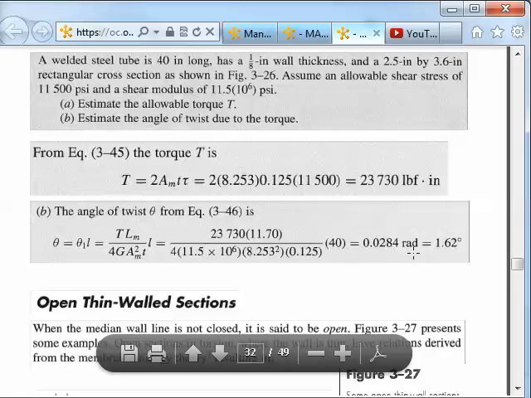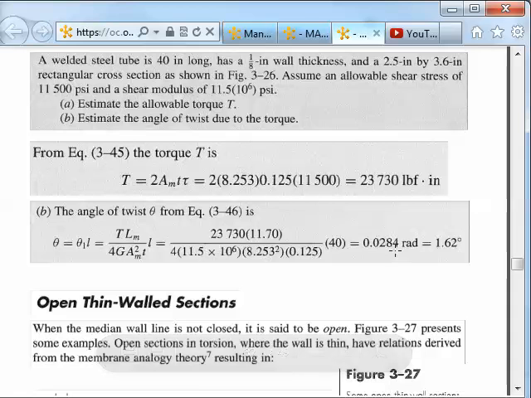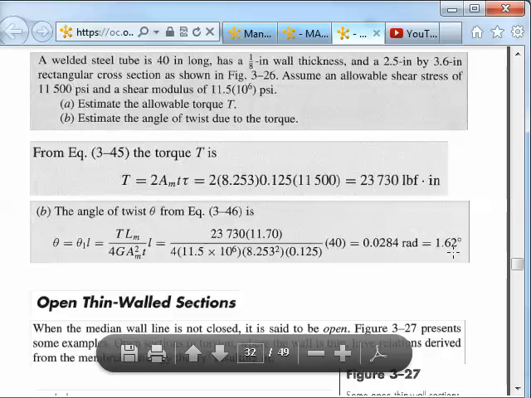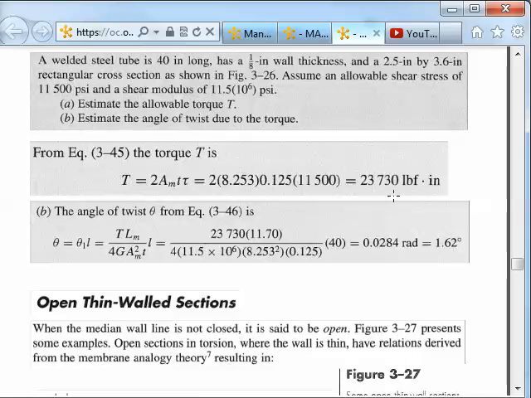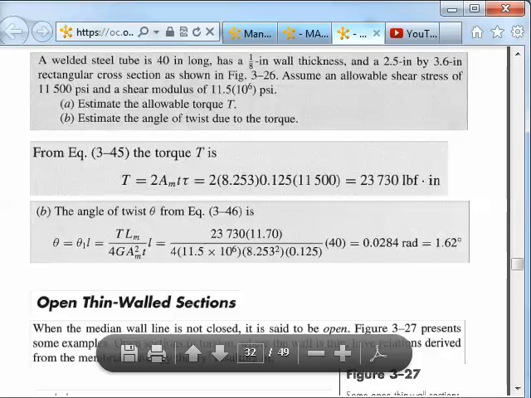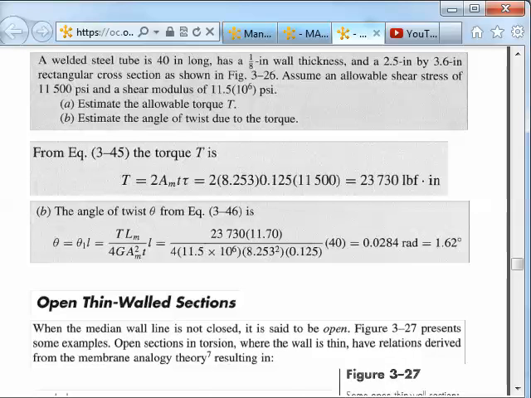Crunching that number out is 0.0284 radians, or 1.62 degrees. Not a very large deflection for what is a pretty incredible torque. And that ends, let's see, no, it doesn't end this discussion.